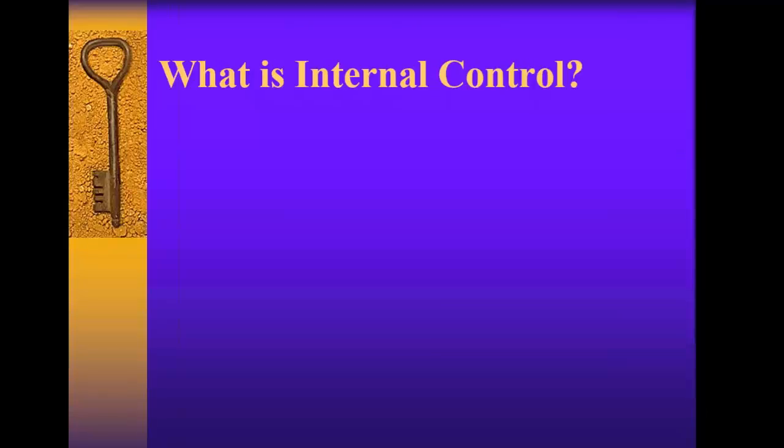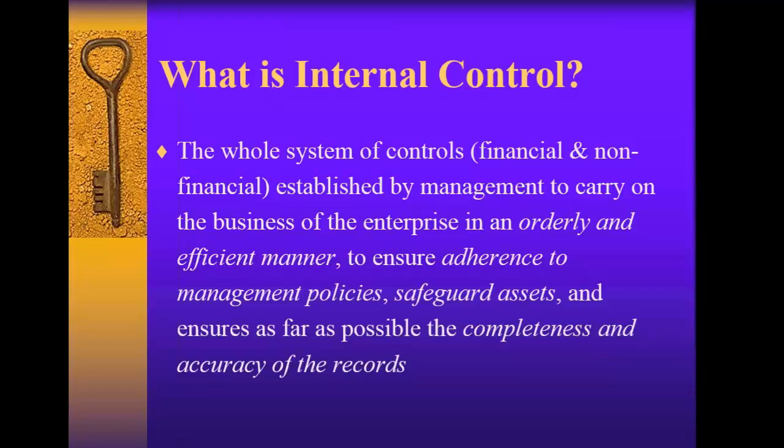We want to talk about this from the perspective of internal controls. And we clearly have talked about internal controls as the whole system of controls established by management to effect an orderly and efficient manner, adhering to policies, safeguarding assets, and as far as possible, the completeness and accuracy of records. What does this have to do with inventory? Well, inventory is a big deal, depending upon the organization. It may not be a big deal in some types of organizations. If you are a tax preparer, inventory is not a big deal. If you are a retailer, inventory is a significant deal. If you are a manufacturer, inventory is a significant deal.